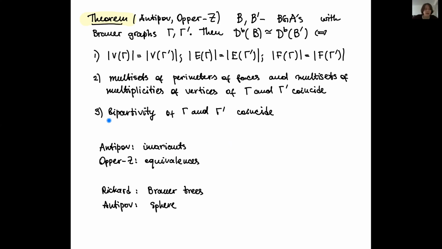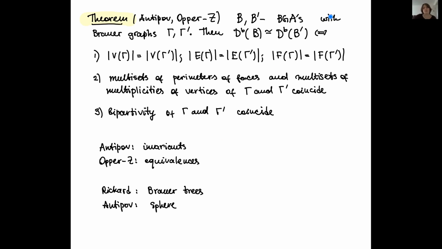And then there were a couple of results of a similar flavor before. Rickett proved this theorem for Brauer tree algebras, so the graph of the algebra is a tree, and there's at most one non-trivial multiplicity. And these are precisely the Brauer graph algebras of finite representation type. And then Antipov proved this theorem for the case of the sphere, so when the surface corresponding to the graph is a sphere with boundary components.